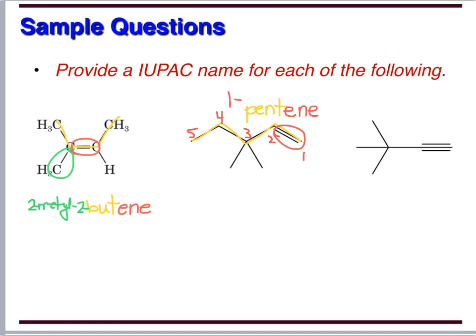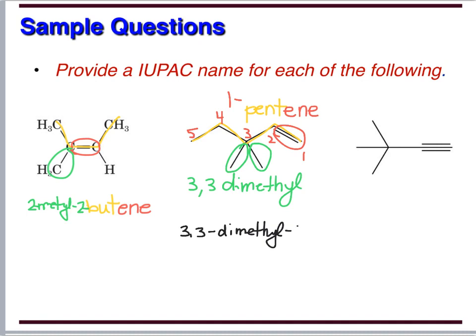Let's take a look at the substituents. I've got a methyl here and a methyl there, so it's going to be a dimethyl. And they both occur at carbon number 3, so it's going to be 3, 3. So when I put everything together for my name, I've got 3,3-dimethyl-1-pentene.